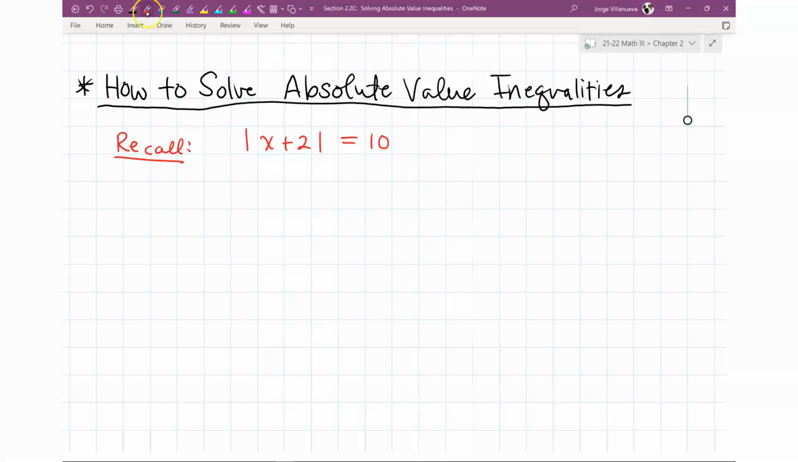So here we go. If we start with the recall problem, something we've done already, what you're supposed to do is get the absolute value all by itself, which it is. I made sure it already was. And then you're going to break this up into two problems, right? You're supposed to say, okay, I get x plus 2 equal to 10 and x plus 2 equal to negative 10, right? You guys literally just did this on the quiz. This was part of your homework for last week.